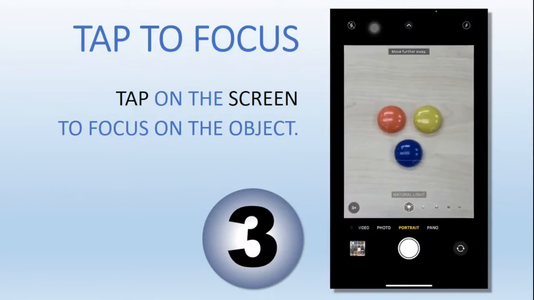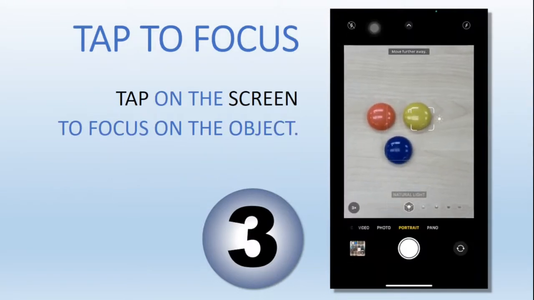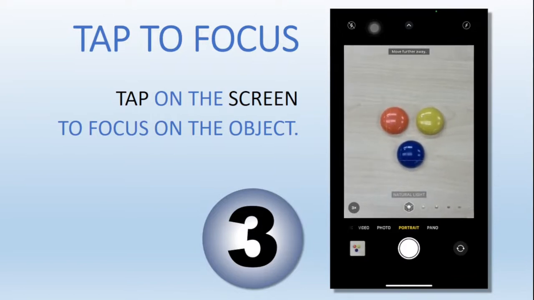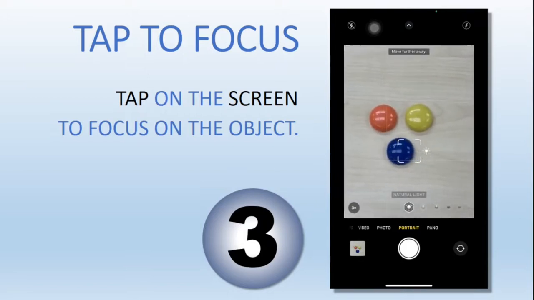Tip number 3, tap to focus on an object. If there are many objects, you can tap on a specific object to focus on. The yellow box appears on the object you focus on, and sets the focus for a sharper image.